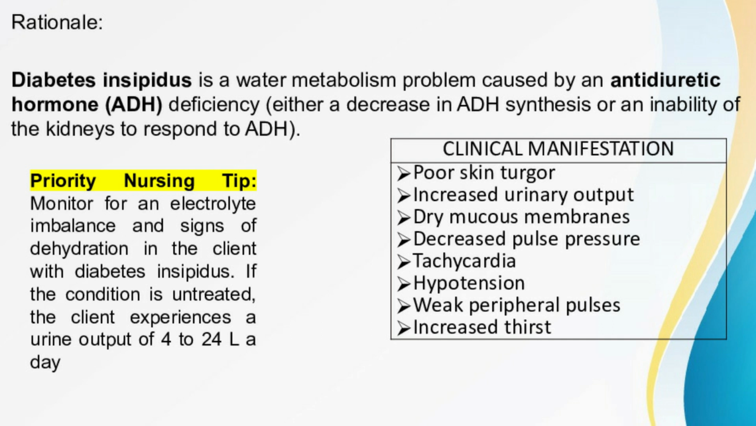Diabetes insipidus is a water metabolism problem caused by an antidiuretic hormone, ADH, deficiency, either a decrease in ADH synthesis or an inability of the kidneys to respond to ADH. The clinical manifestations are poor skin turgor, increased urinary output, dry mucous membranes, decreased pulse pressure, tachycardia, hypotension, weak peripheral pulses, and increased thirst. Priority nursing tip: monitor for an electrolyte imbalance and signs of dehydration in the client with diabetes insipidus. If the condition is untreated, the client experiences a urine output of 4 to 24 liters a day.